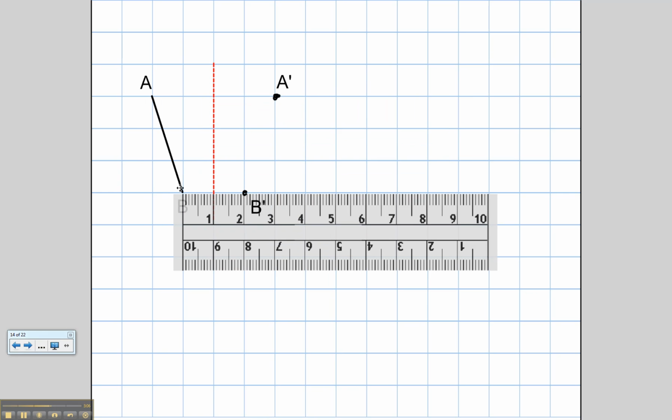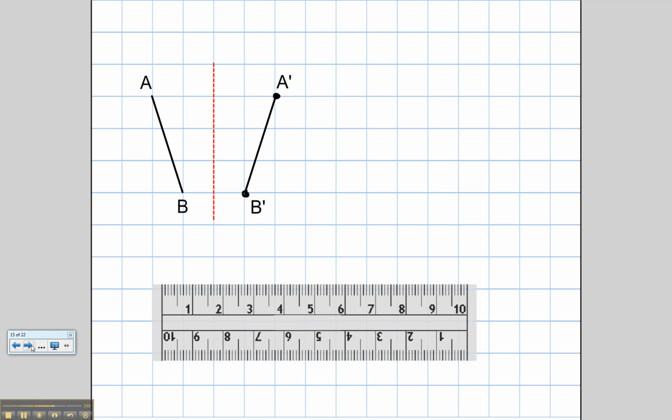Down below, we notice that there's 1 centimeter of distance between B and the mirror line. And what we're going to do is create a dot 1 centimeter away from that mirror line on the opposite end. Then all we need to do is draw a line that goes from dot to dot, and that's a perfect reflection of what we had on the other side.